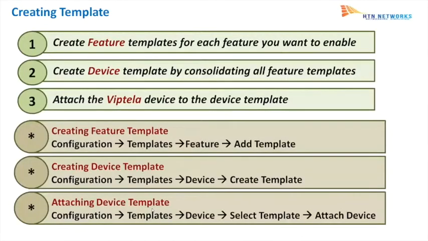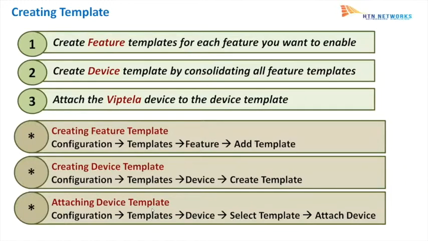And then, how to create these templates. To create a feature template, create a feature template for each feature you want to enable. There are many features. You may not need all the features on your router, but whatever feature you need on your router, you can create feature templates for those features. Then you can create a device template by consolidating all those feature templates. So these are 3 steps basically. First, you have to create feature templates. Second, you have to create device templates by combining all those. And third, you attach that template to a device.